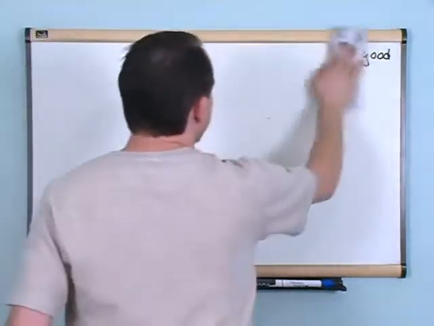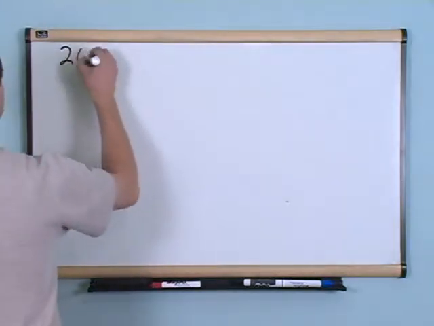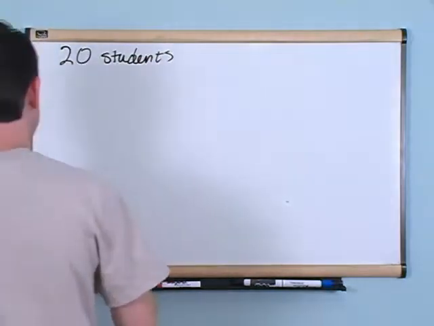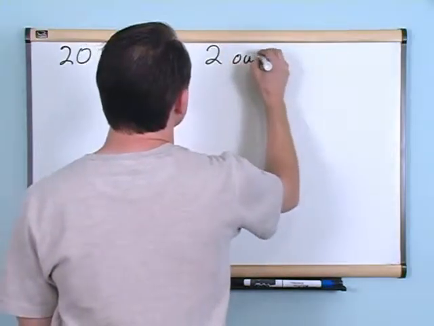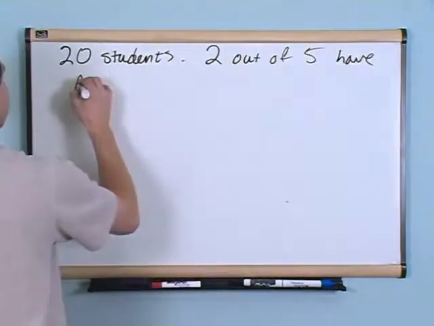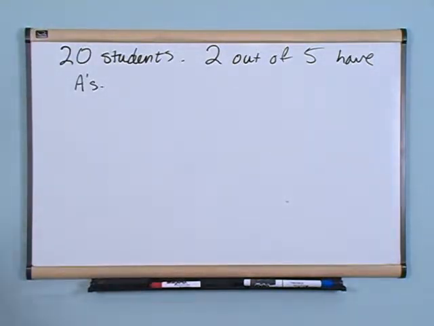I'm going to do one more quick problem, kind of like a word problem. And that's going to be the following. You have a class of students. There's 20 students in the class. 2 out of 5 students have A's. And the question is, how many students have A's? Okay? So you have 20 students, and you know that 2 out of 5 have A's. Question is, how many students have A's? That's what I'm trying to figure out. You know that 2 out of 5 have A's, but how many students have A's total?